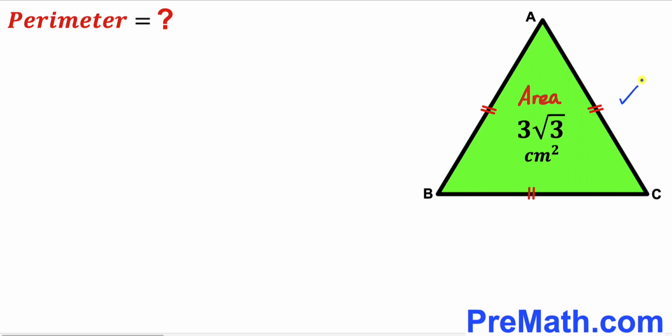Welcome to PreMath. In this video, we have this green shaded equilateral triangle ABC, as you can see in this given diagram, such that all of the side lengths AB, BC and AC are equal in length. And moreover, the area of this equilateral triangle ABC has been given to us as 3 times square root of 3 centimeter square. And now our task is to calculate the perimeter of this triangle ABC.